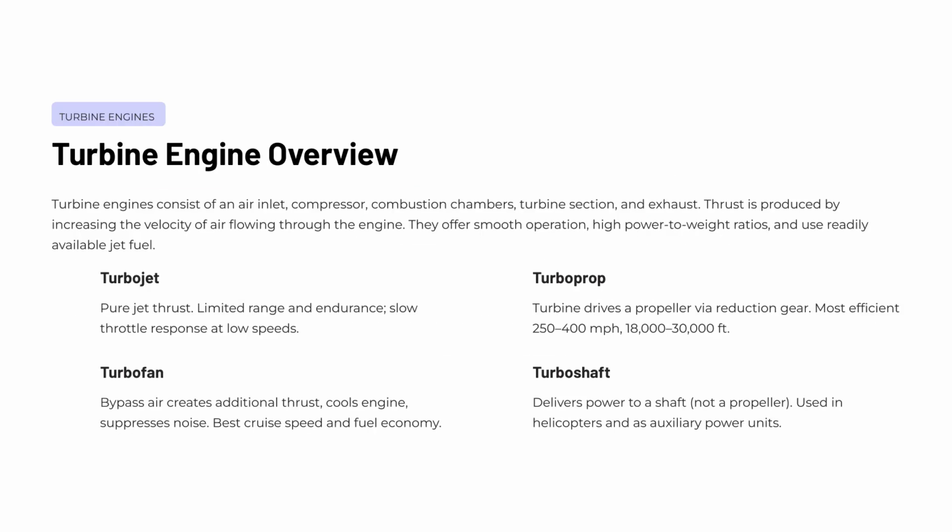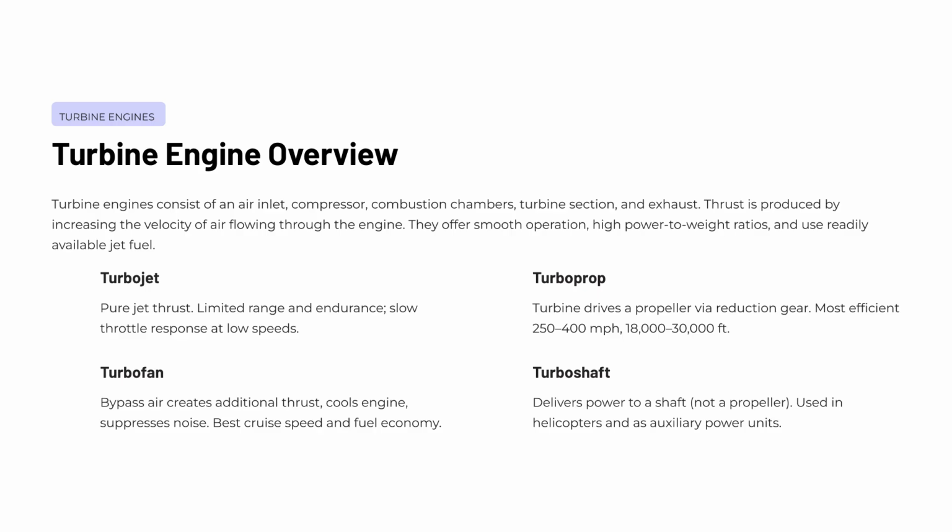Turbine engines are a fundamental part of aviation, and understanding their basic layout is essential. All turbine engines share the same core components: an air inlet, a compressor, combustion chambers, a turbine section, and an exhaust. The core principle is straightforward. Thrust or shaft power is generated by accelerating air through the engine. Compared to piston engines, turbines offer smoother operation, excellent power-to-weight ratios, and run on widely available jet fuel.